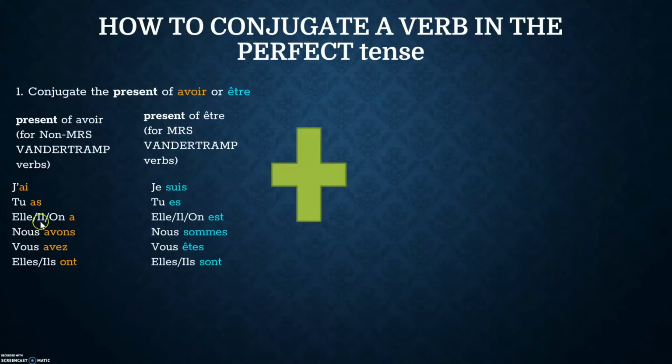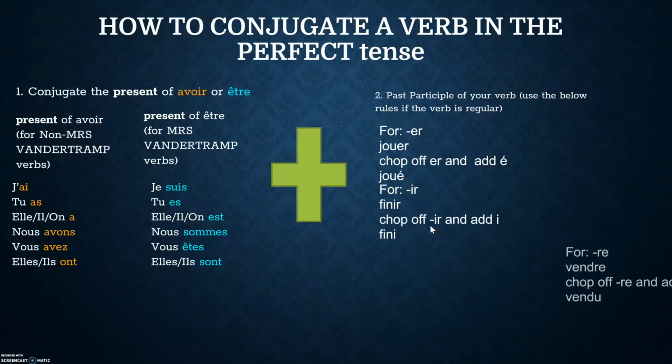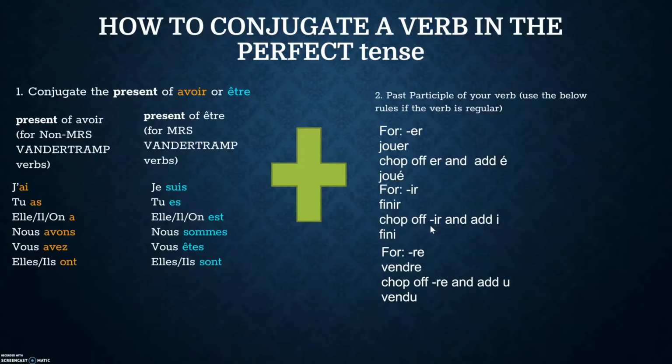And so that's the first half of the conjugation. The second half is the past participle of your verb. So if the verb is regular and it's an ER verb, you're going to chop off the ER and add an E accent. If it's an IR verb, you're going to chop off the IR and add an I. If it's an RE verb, you're going to chop off the RE and add U.